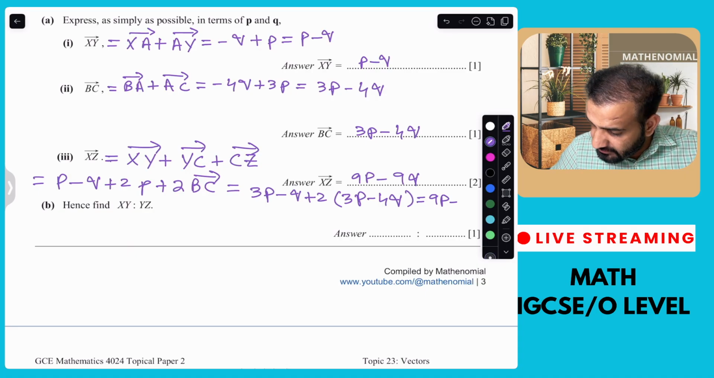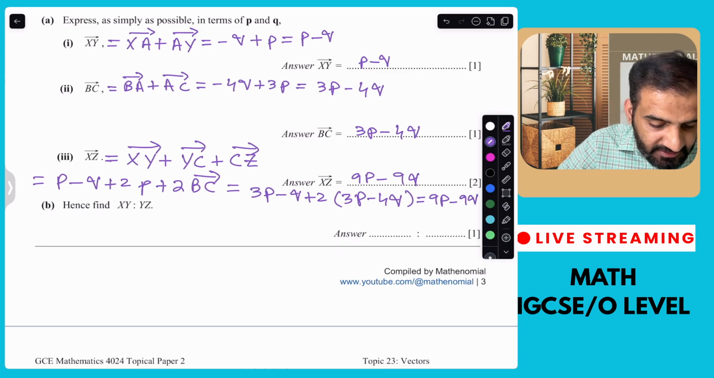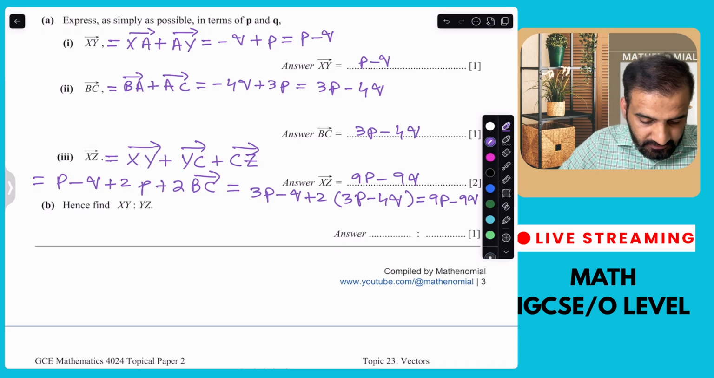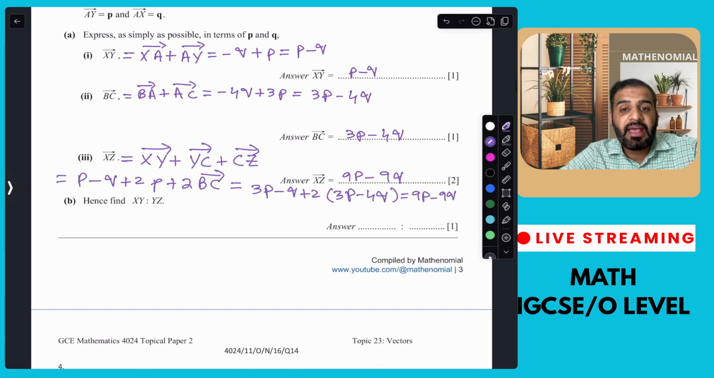9p minus 9q. That's it. So the last question is find the ratio xy to yz.